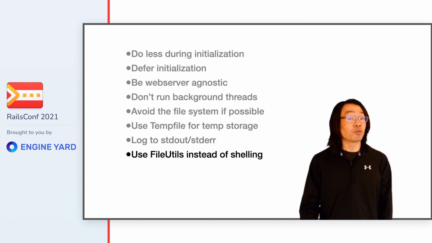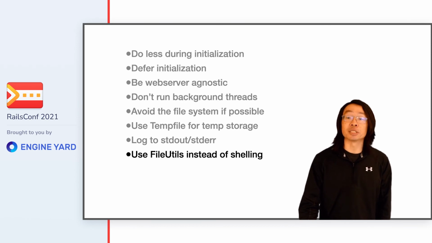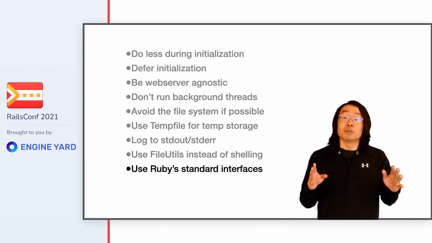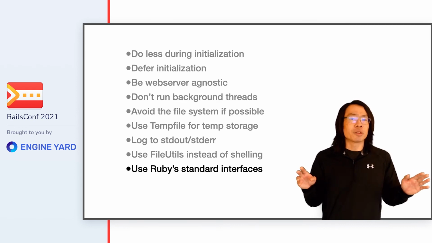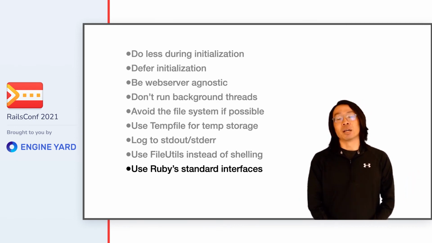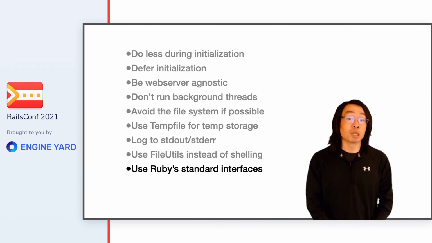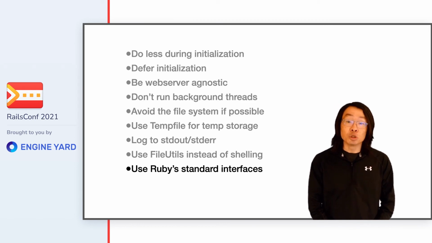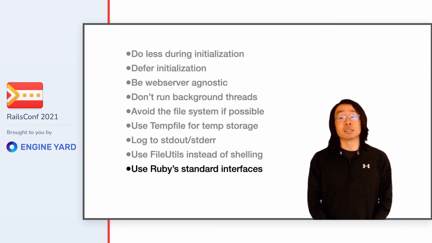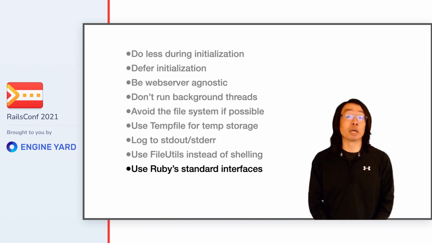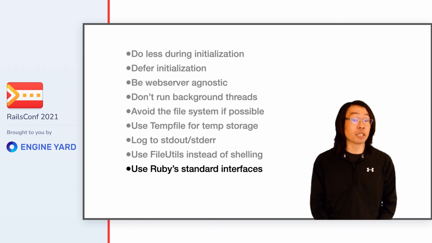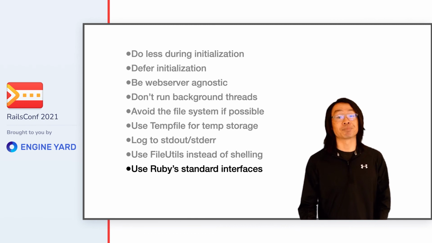If you have to interact with the file system, use the FileUtils library rather than shelling out to file commands. And in general, use Ruby's standard library interfaces rather than reaching into the operating system. Another example, use Ruby's random number classes rather than /dev/urandom. The reason it's important to use Ruby's standard library is because these hosting products might need to configure Ruby to make sure that it works well with their environment. But this is only going to help you if you use Ruby's standard interfaces. So don't bypass them, use them.